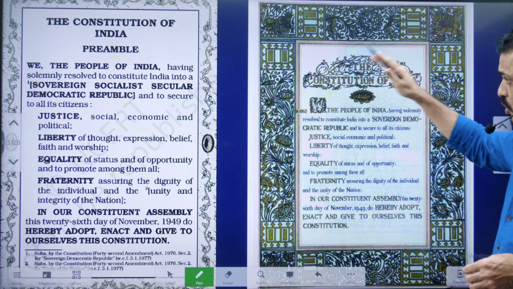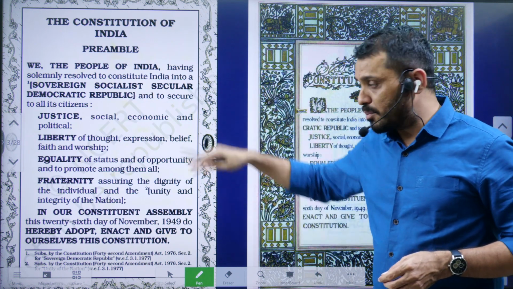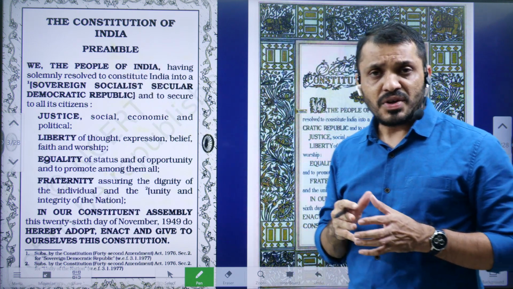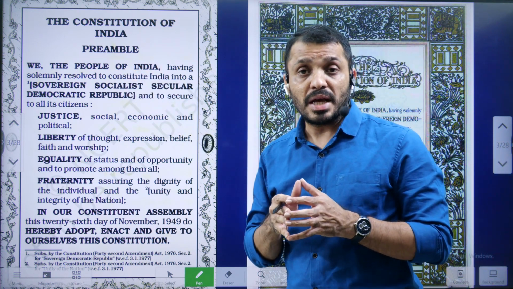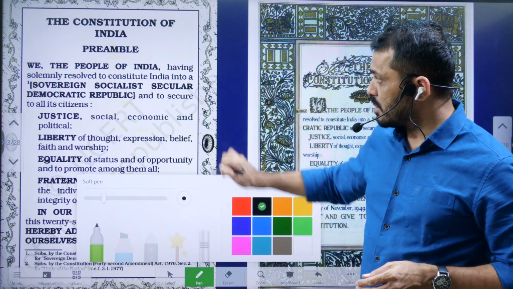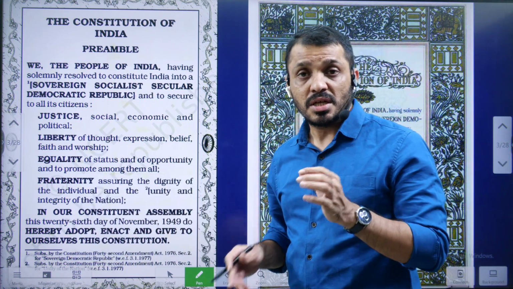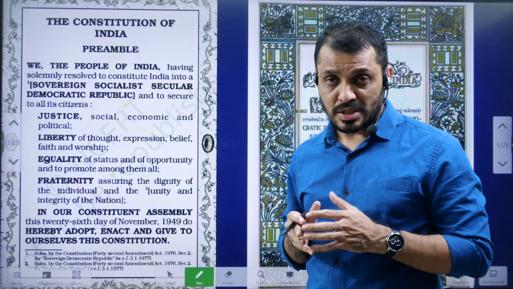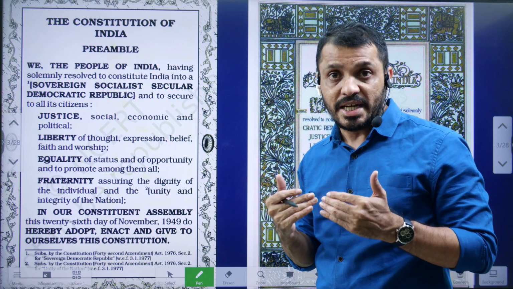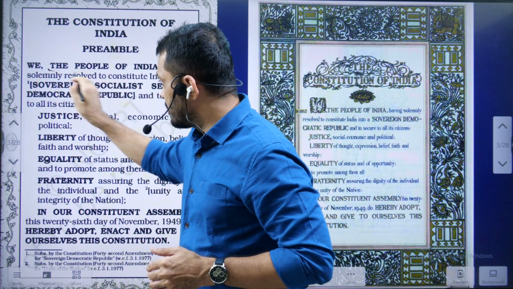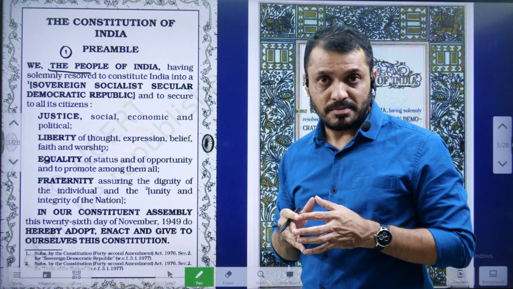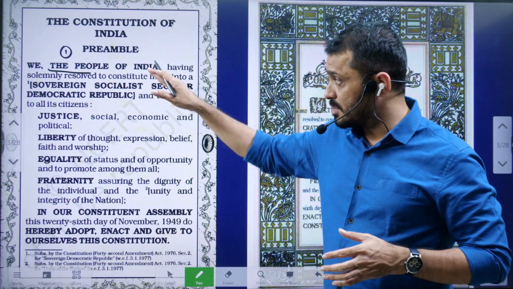Now in this photo you can see the preamble, and the preamble looks like this. It starts with "We the people of India." First, as an aspirant you have to know that the preamble gives 4 different types of information. What does the preamble give? The first information is who is the authority of this constitution. So who gave the authority to the constitution to rule Indians? We the people of India. That means the source of authority. The source of authority is the people of India.